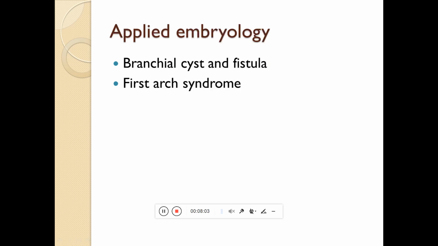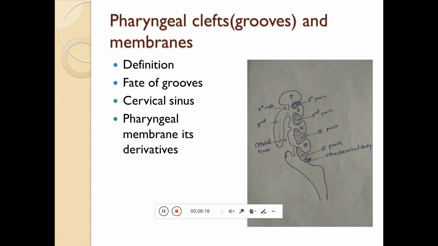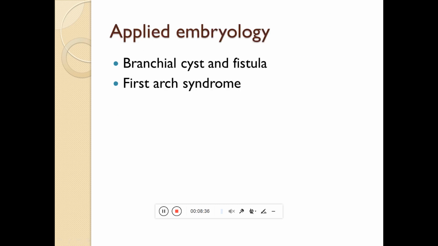Applied anatomy regarding the branchial arches or pharyngeal arches. The main important component is the branchial cyst or fistula. As we have discussed, the cervical sinus is due to the overlapping of the second arch over the third and fourth, and the gap in between is known as the cervical sinus. Sometimes this cervical sinus opens on the surface. Now it is known as a cervical fistula or branchial fistula.